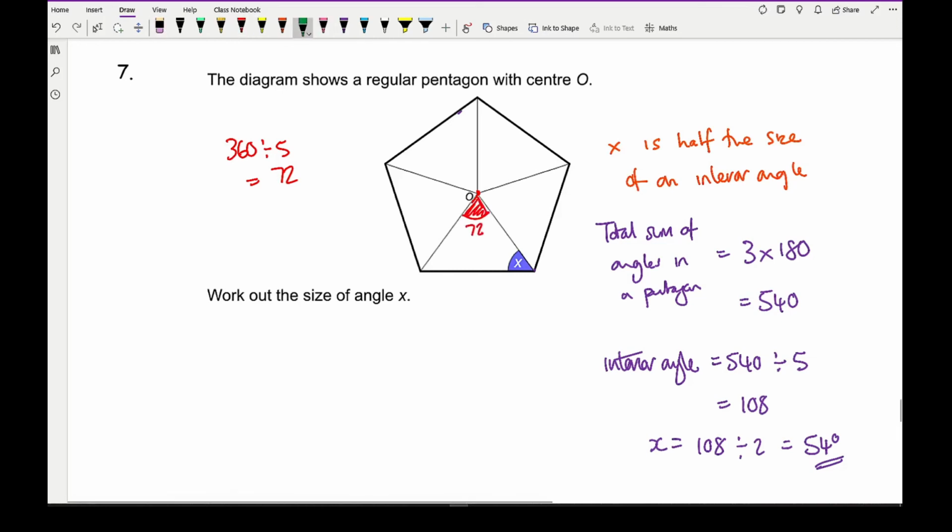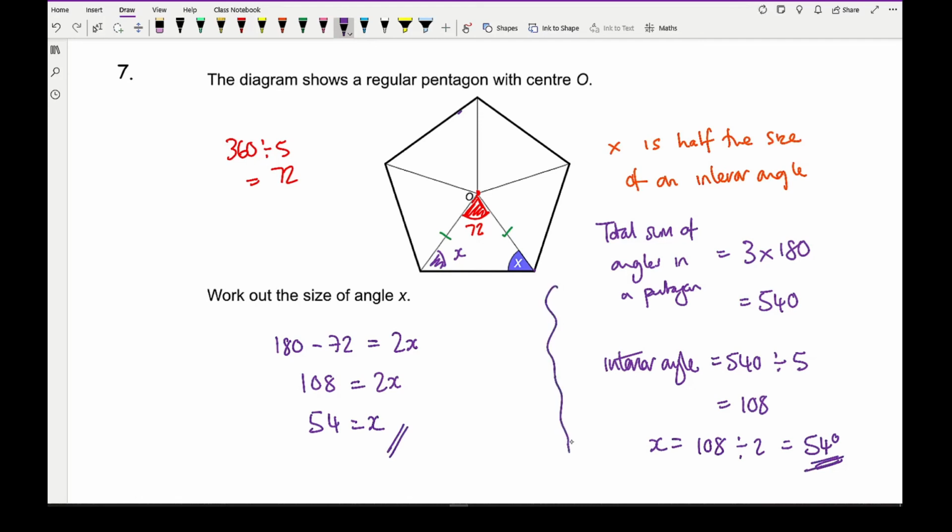Now another thing that I should be able to spot is that this triangle is an isosceles triangle, because all the triangles are going to be the same, and if the length from the center to each of the vertices is the same, then that is going to be an isosceles triangle. Now from this I know that this angle here is also going to be x, so I know that 180 minus 72 is going to equal 2x. Now if I do 180 take away 72, I get 108 equals 2x, and so again 54 equals x, and I've got my answer, which is exactly the same as what I got originally.